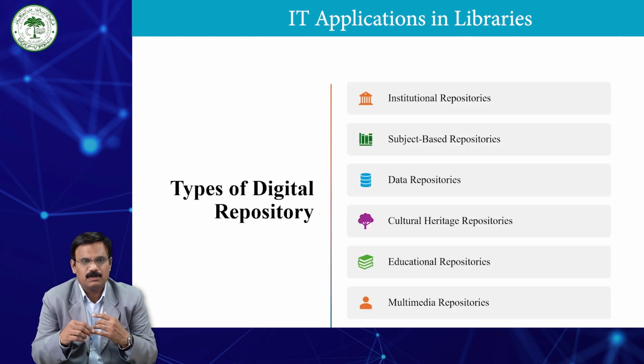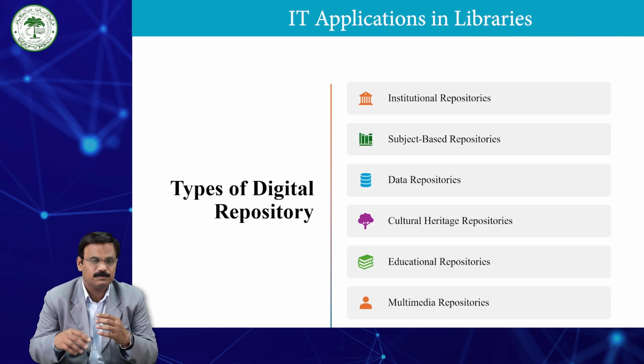We will find that there are six types of digital repositories: institutional repositories, subject-based repositories, data repositories, cultural heritage repositories, educational repositories, and multimedia repositories. Now let us discuss what these repositories are, what major roles they play for the upliftment and advancement of society, and some examples of all these repositories.